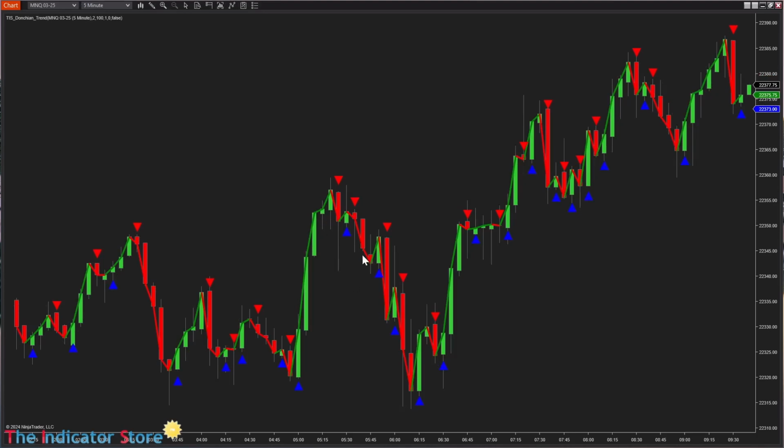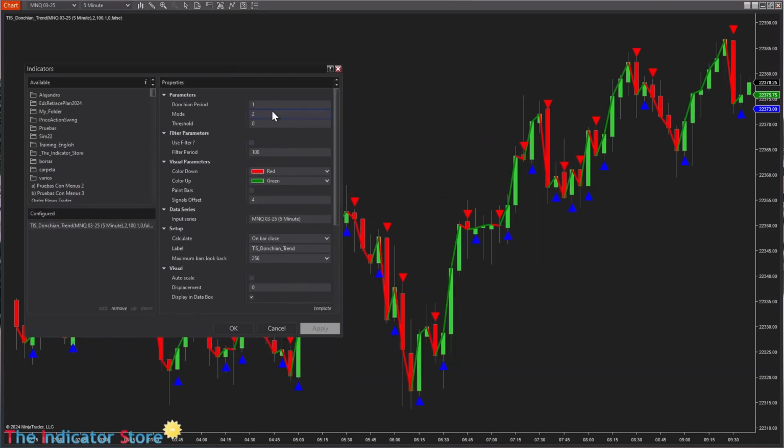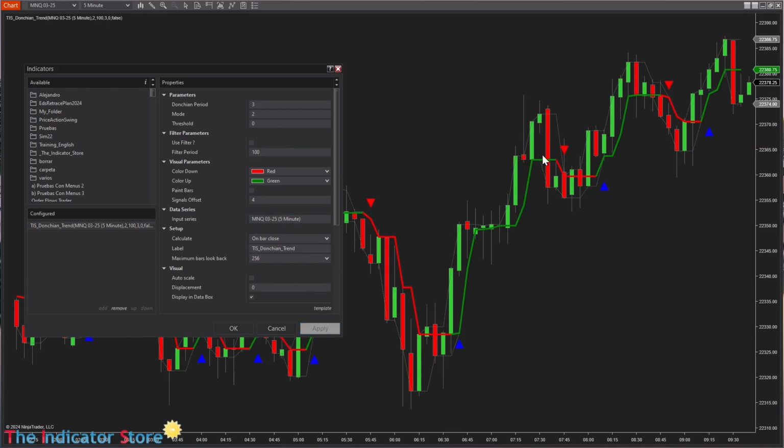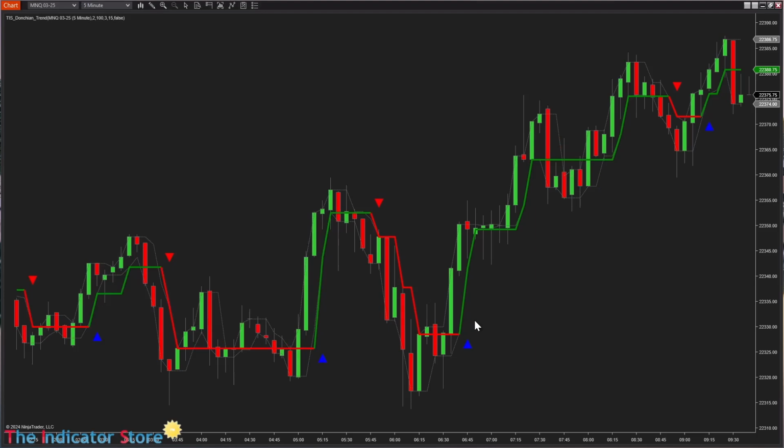Also, we need to add something to this, like a threshold or a number of bars, to avoid so many signals. For example, maybe adding 10 bars. No, it is too much. Maybe 3 bars. Yes, 3 bars is better. Maybe a threshold to avoid this short. Maybe, I don't know if 50 is too much. Maybe 20. Maybe 10. No, 10 is taking again this short. Maybe 15. Okay. So that will be a fast approach.